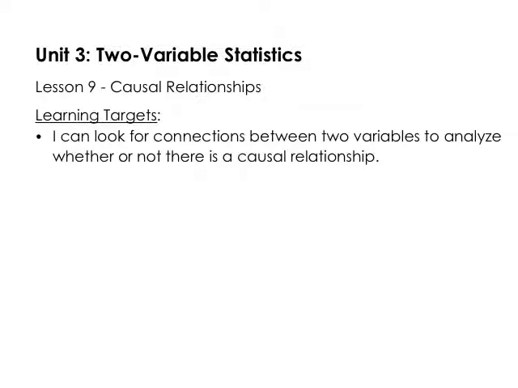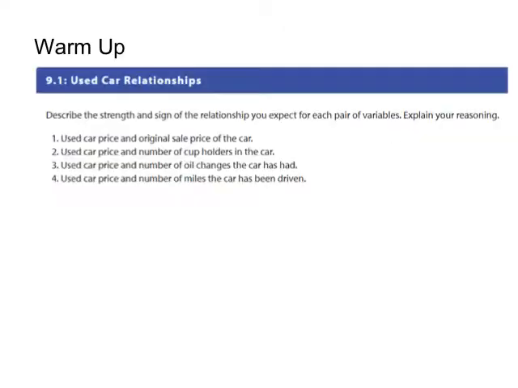Hello, Algebra 1 class. Today you're going to learn about the difference between correlation between two variables and a causal relationship between two variables. For this warm-up, I want you to look at each of these four situations and describe the strength of their relationship and the sign of the relationship.